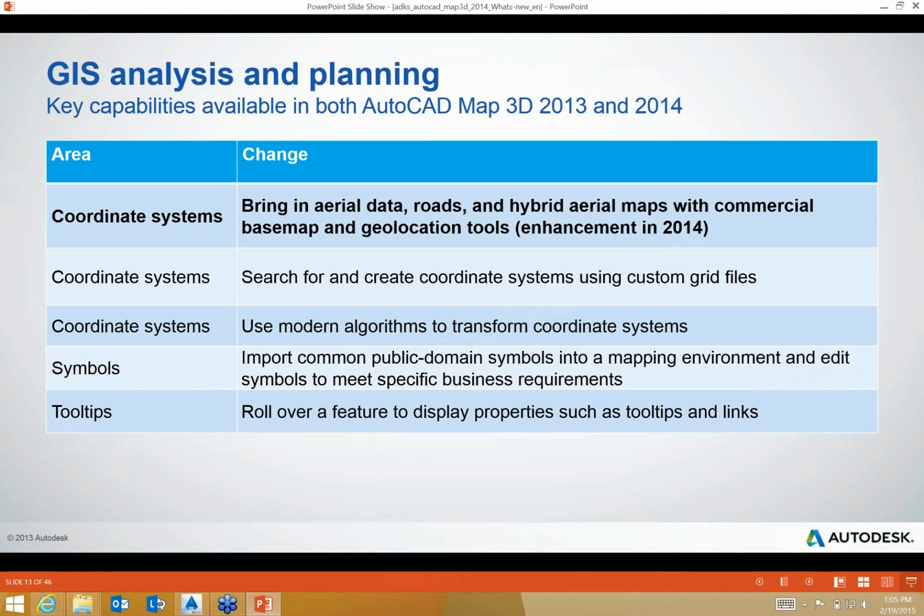So in reference to GIS, coordinate systems, coordinate systems, coordinate systems. So from grid files to transforming coordinate systems, clearly I grabbed the shape file, dragged it into Map 3D, and it basically prompted me, telling me it didn't have a coordinate system. I can give it one. If it had one, it would grab the coordinate system automatically and transform it into the drawing.